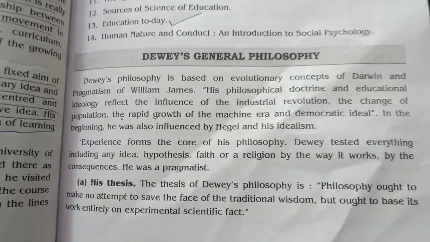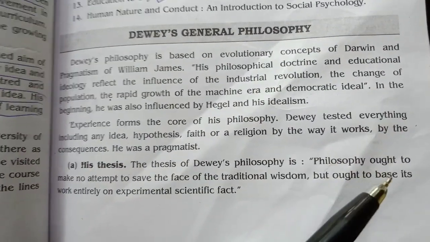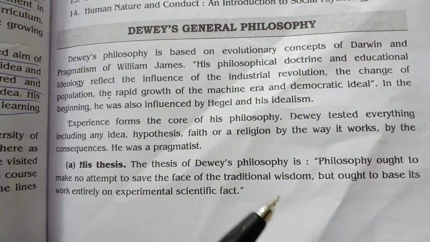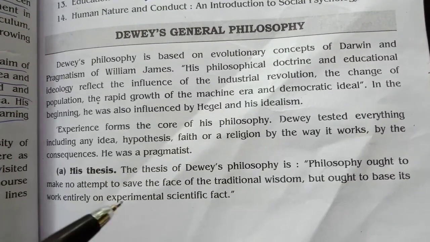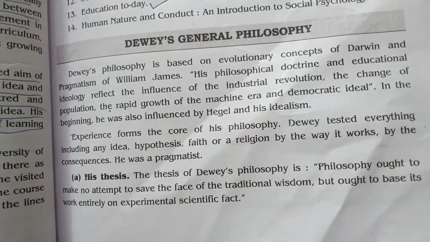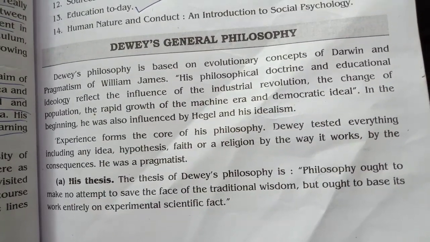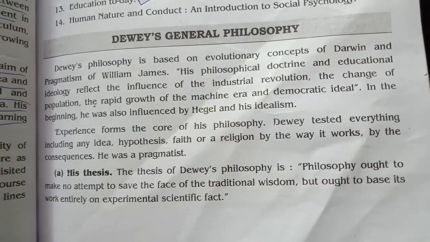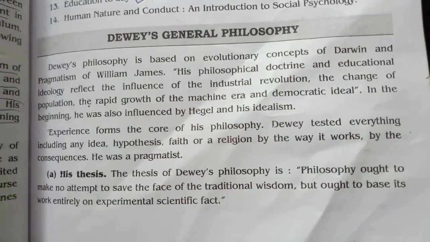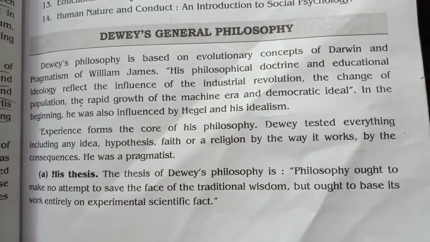Okay, first is his thesis. What is his thesis? He said that philosophy ought to make no attempt to save the face of the traditional wisdom but ought to base its work entirely on experimental scientific facts. So he was not the type of person who believes in the traditional wisdoms stored by previous generations. He was a scientific kind of person, and he was a supporter of experimenting with scientific facts to get the truth and base knowledge on that truth, that scientific truth.